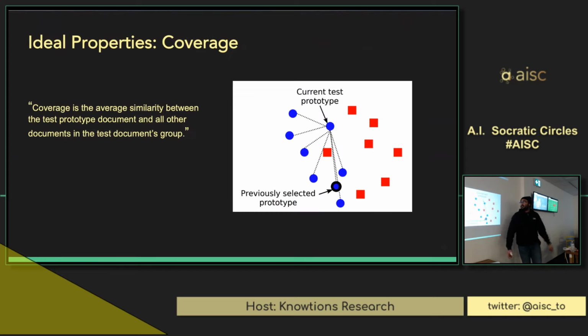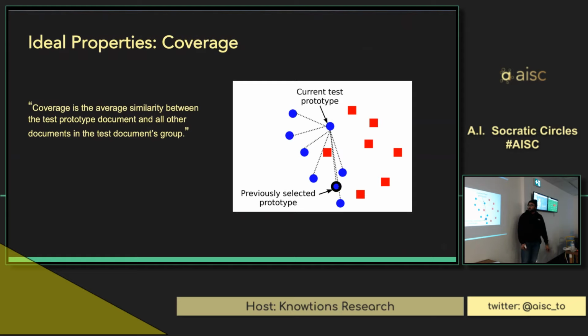So what are the ideal properties that this should have? The first property they talk about is coverage. The ideal prototype should have good coverage of all the different aspects that are discussed in the group of documents. For example, if we go back to the Obama example, the prototype selected should really convey the idea that they are summarizing Obama's inaugural speech.